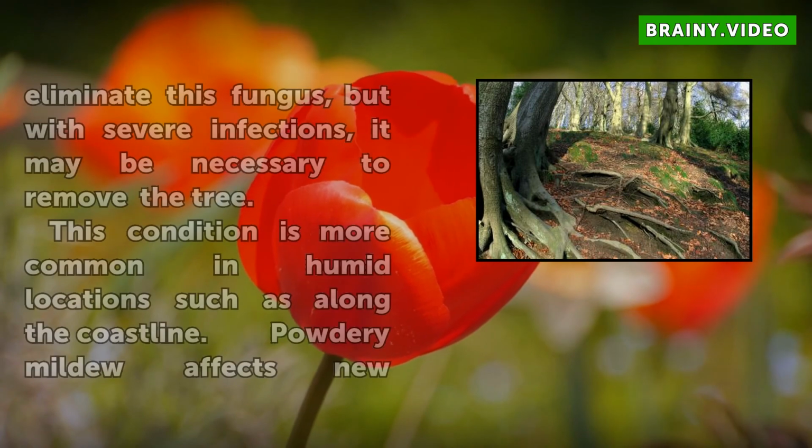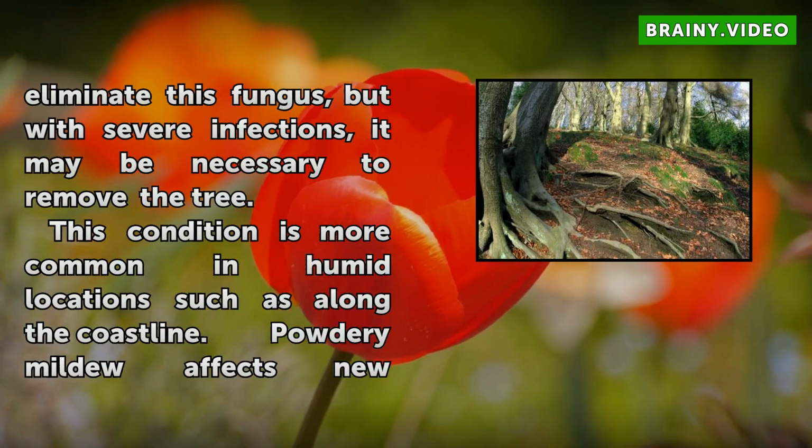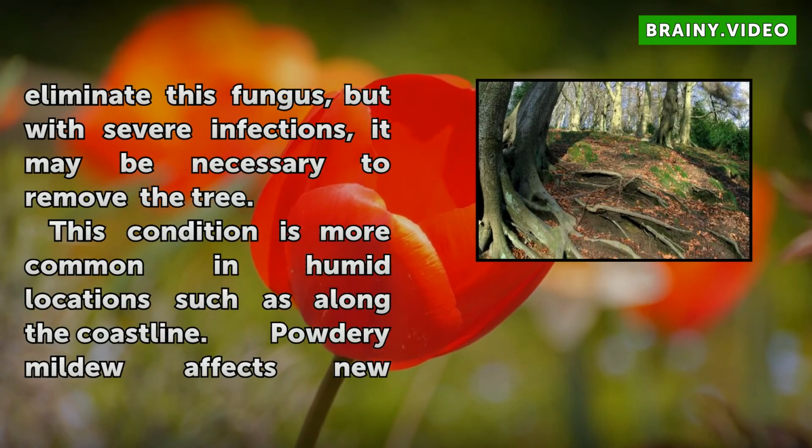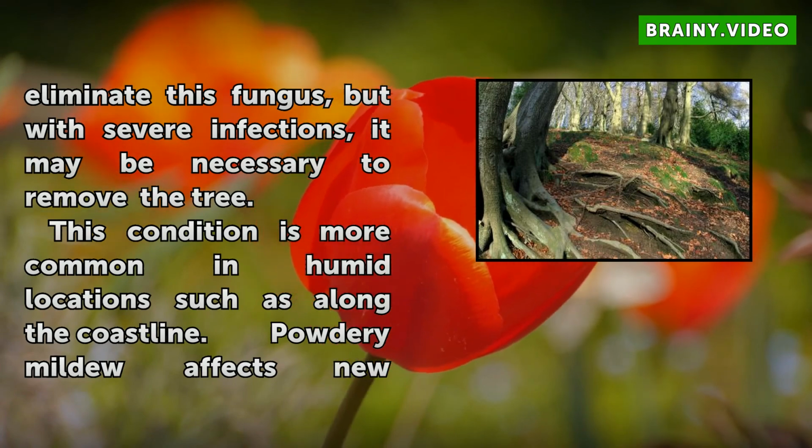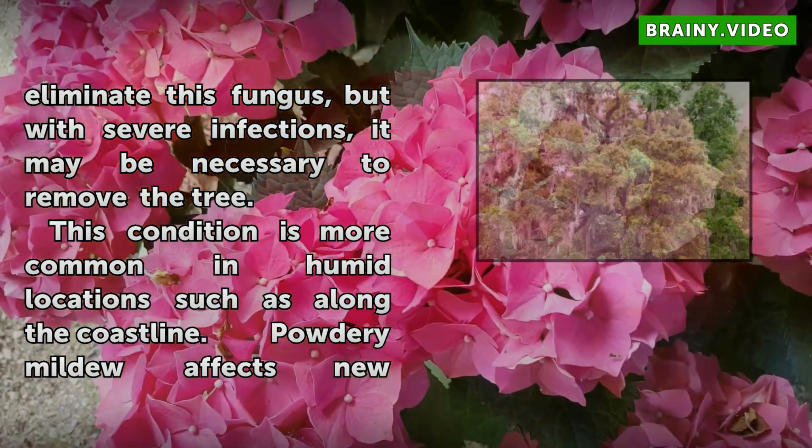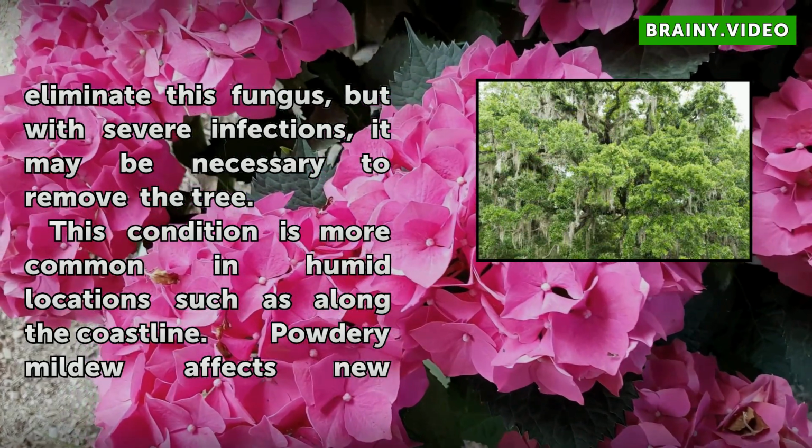This condition is more common in humid locations such as along the coastline. Powdery mildew affects new growth on the tree and causes malformed twigs that splinter. Leaves appear white or yellow and are malformed.